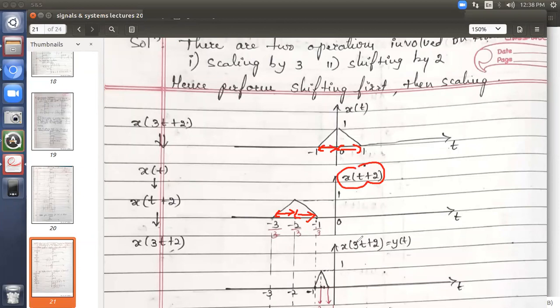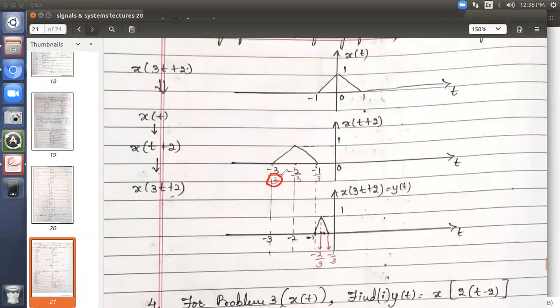After shifting, we have to go for scaling. Now for scaling, we have two conditions: whether this a value, that is 3, is greater than 0 or less than 0. It is greater than 0, obviously, as given. So we have to get a compressed version of the signal. How to get the compression? We should go for division of the time. So how will you do it? I have written here with the red pen. By 3, I have divided the complete time. Remember, we are not touching the vertical axis. We are only working on the horizontal axis.